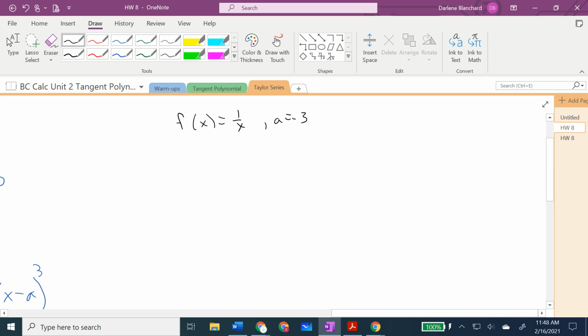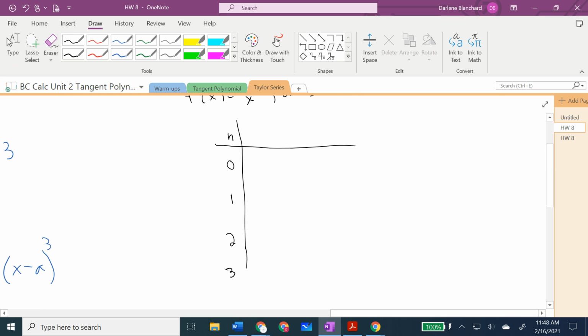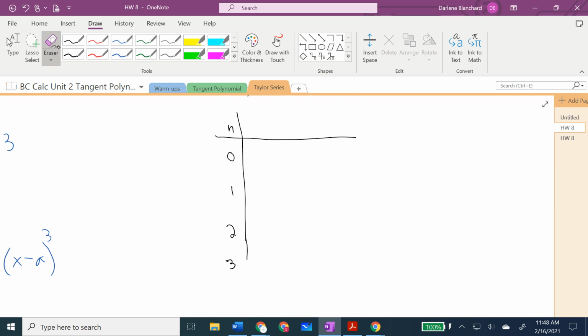All right. The big thing is you need 2 columns. However, you might want to first say, here are my n values. They are 0, 1, 2, 3. Now, the directions ask you for the first 4 non-zero terms. That means at a minimum, you need 4 lines.